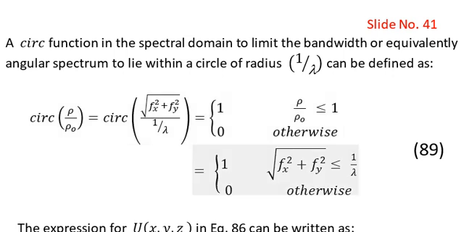If you are now using the Cartesian definition of the circ function in the Fourier domain, then you have a circ of the square root of fx square plus fy square over 1 over lambda, which is equal to 1 if the square root of fx square plus fy square is less than or equal to 1 over lambda, and 0 otherwise. So this is equation number 89, in which we have given two equivalent definitions. One is in the polar coordinate system, the other in the Cartesian coordinate system, both in Fourier domain variables.